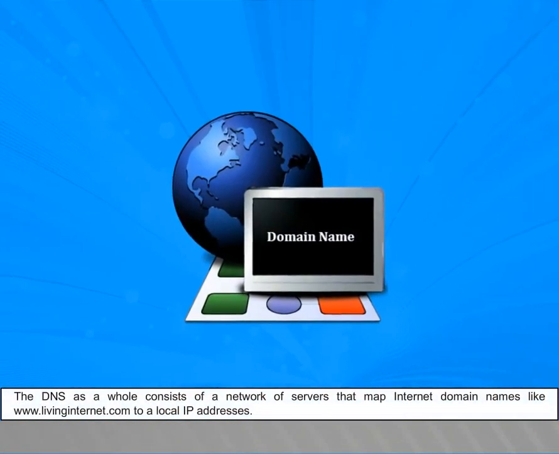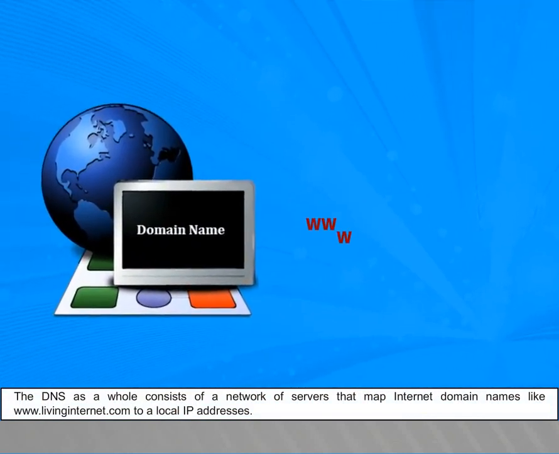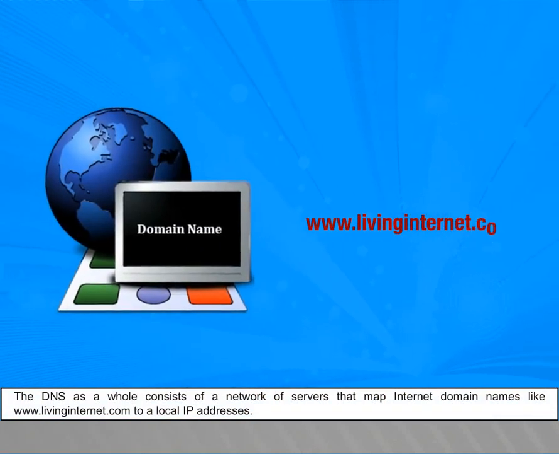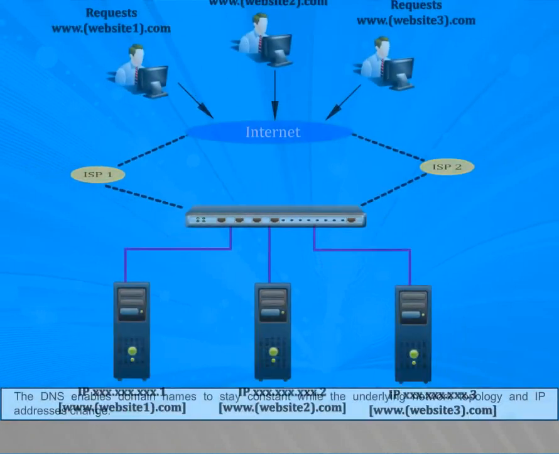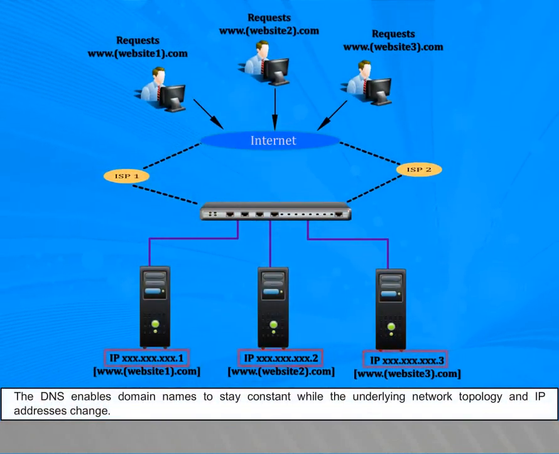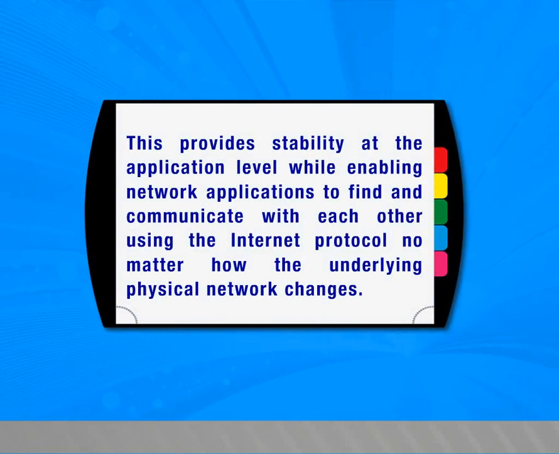The DNS as a whole consists of a network of servers that maps Internet domain names like www.livinginternet.com to local IP addresses. The DNS enables domain names to stay constant while the underlying network topology and IP addresses change. This provides stability at the application level while enabling network applications to find and communicate with each other using the Internet protocol, no matter how the underlying physical network changes.